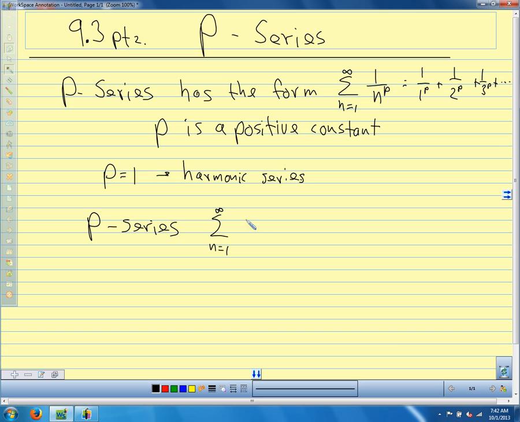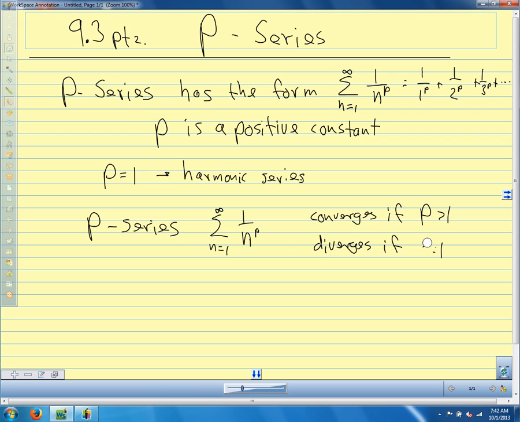The sum n equals 1 to infinity of 1 over n to the p converges if p is greater than 1, and diverges if p is less than or equal to 1. And we want p positive, so if we were being just a little more strict, 0 less than p less than or equal to 1, just to make sure that we're saying p is positive.